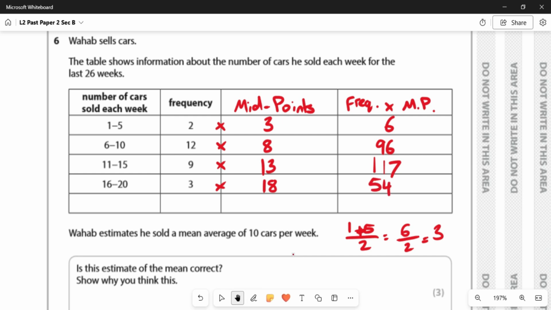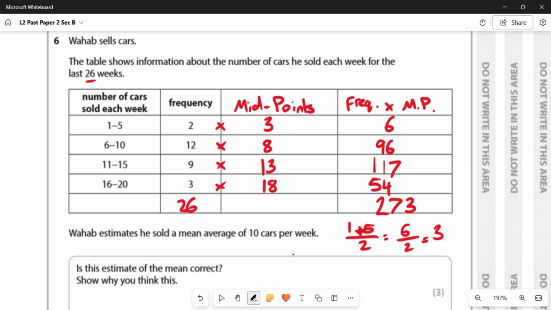And you add this column together, so you need a total for your fourth column, so 6 plus 96 plus 117 plus 54, 273. Yep, and you also need the total of your frequency. Well, it should be 26, because they mentioned that in the question, but let's just double check. 2 plus 12 plus 9 plus 3. Yeah, it's 26. There you go.